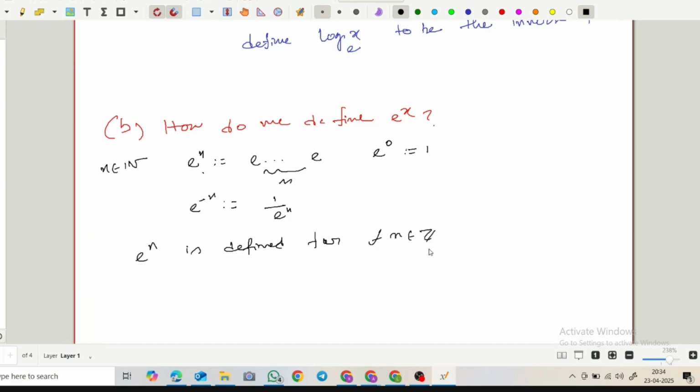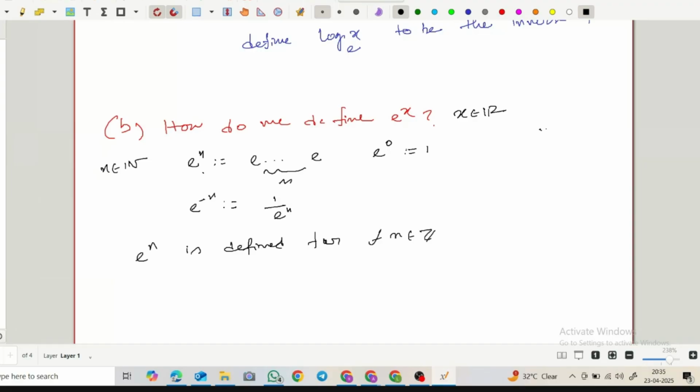Sir, can x be one of the, I mean, can we put x as a complex number, sir? I'm thinking. So first let's define it for real x. And then we will go to complex.